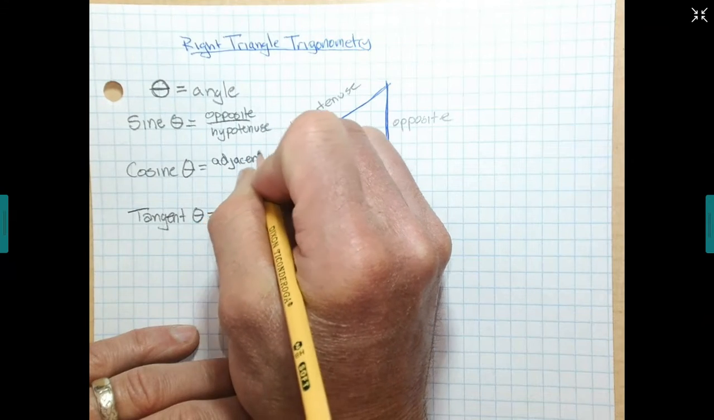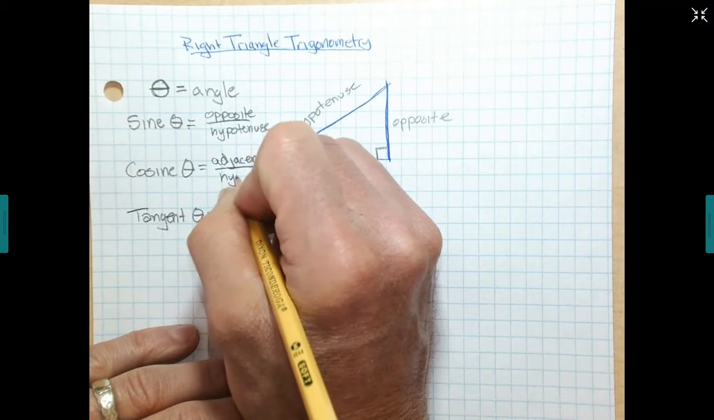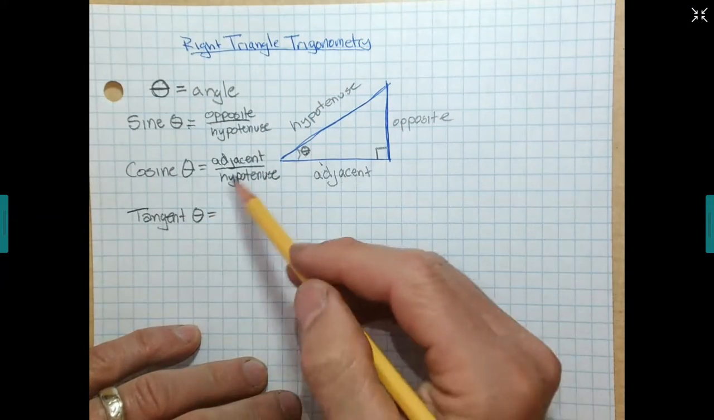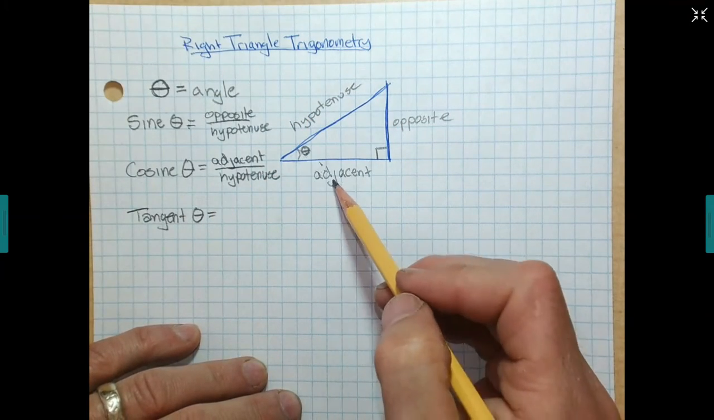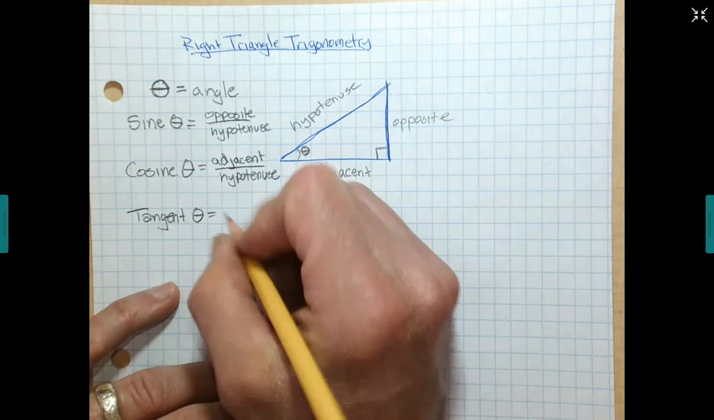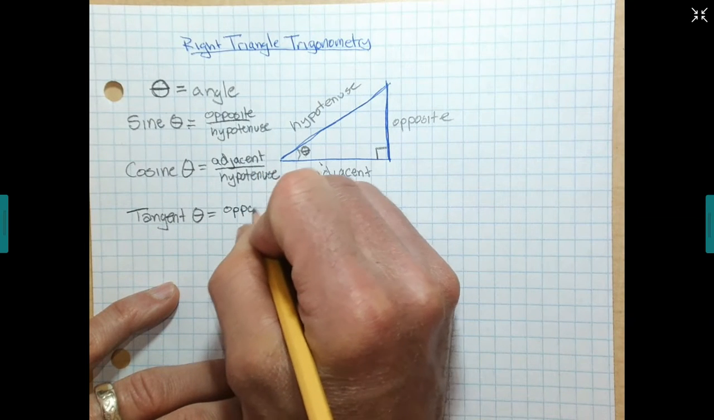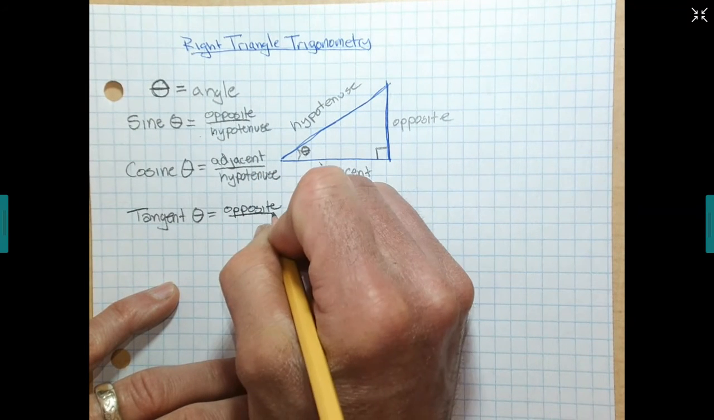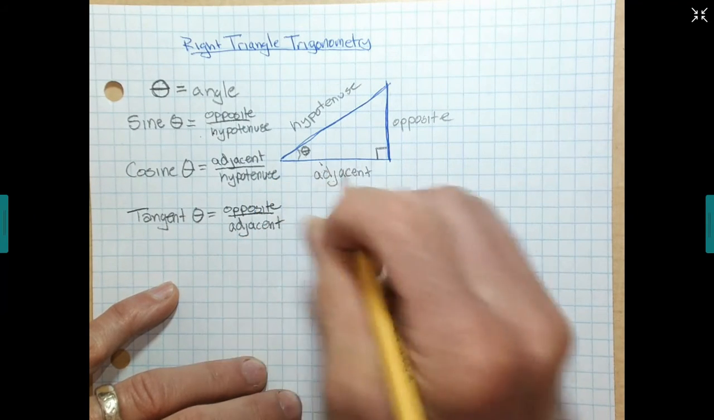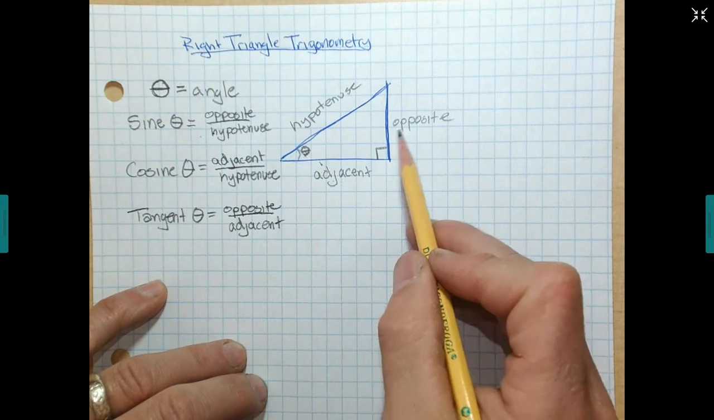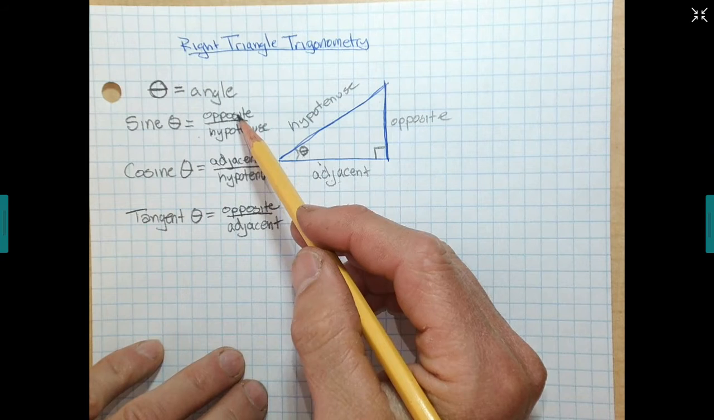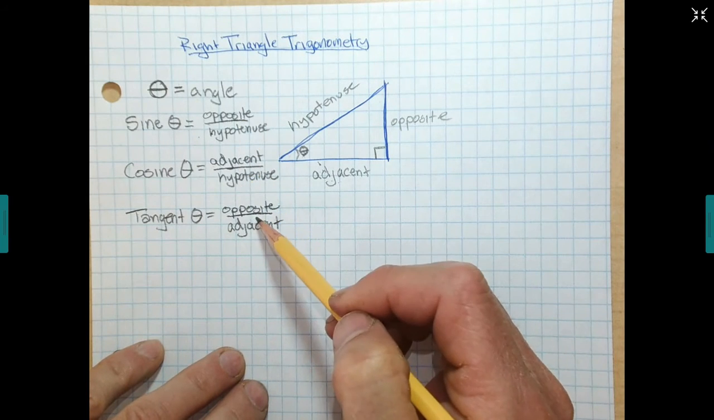So the cosine of this angle is the adjacent over the hypotenuse. And then the tangent is the opposite side over the adjacent. So tangent of this angle is going to be opposite over adjacent. So there's your three basics: opposite over hypotenuse, adjacent over hypotenuse, and opposite over adjacent.